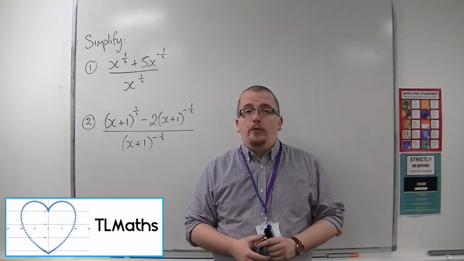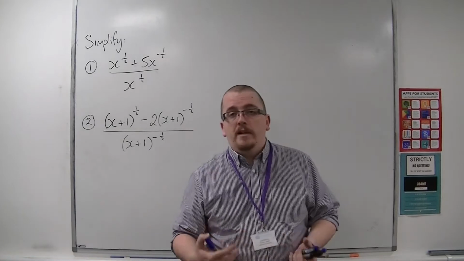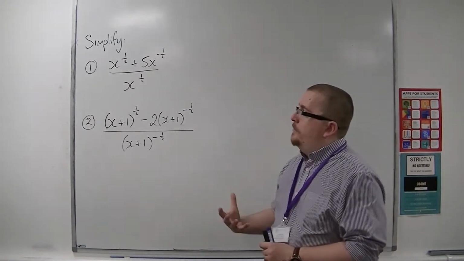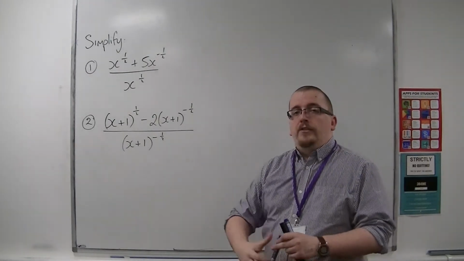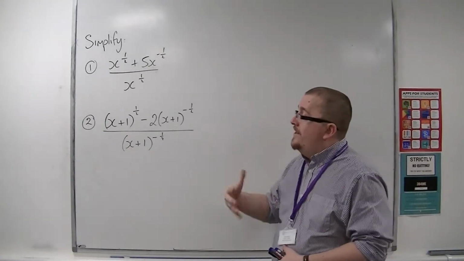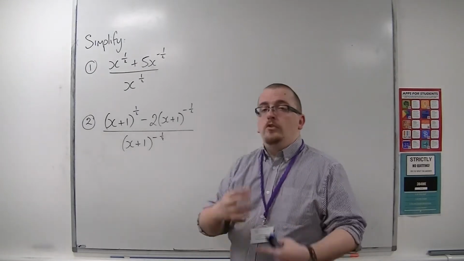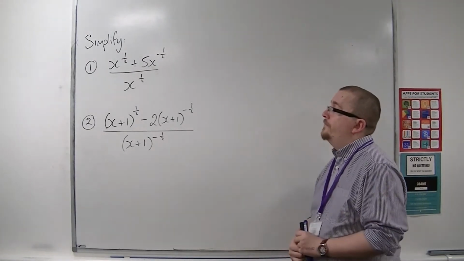In preparing us for the quotient rule, the third differentiation rule that we're going to be learning as part of Core 3, we want to be able to simplify fractions like these. So when we use the quotient rule, it's likely that we will end up with something that looks similar to this. And we want to make sure that we can simplify these fractions as far as we possibly can.